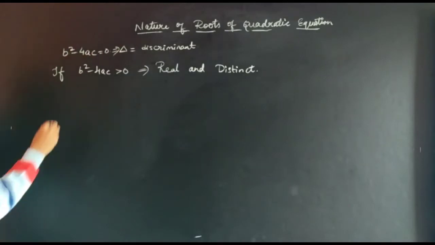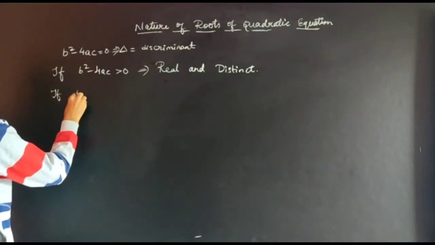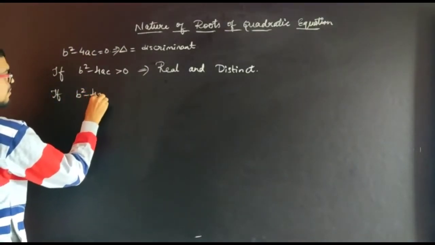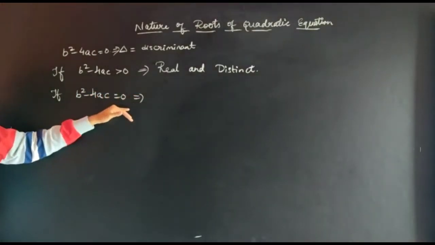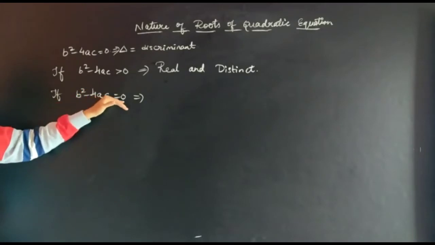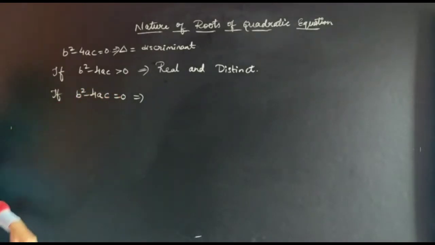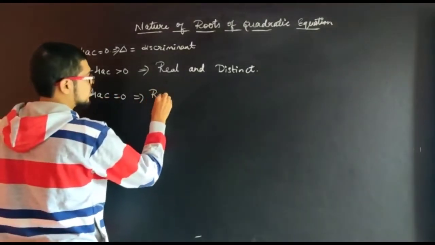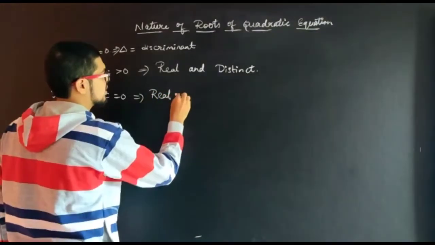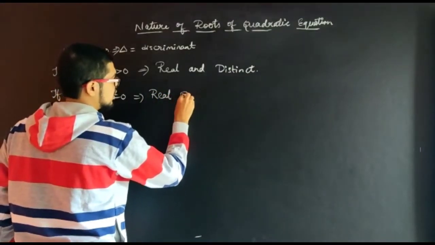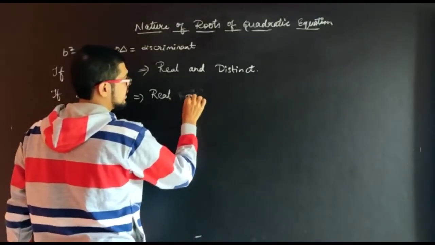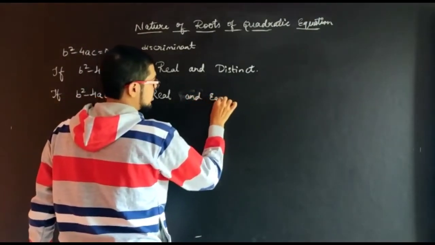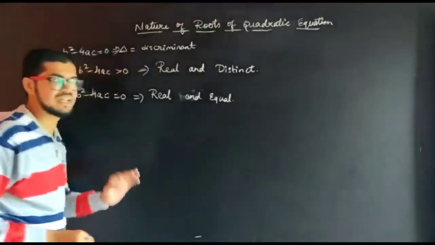Next, if b square minus 4ac is equal to 0, the nature of the roots is real and equal.